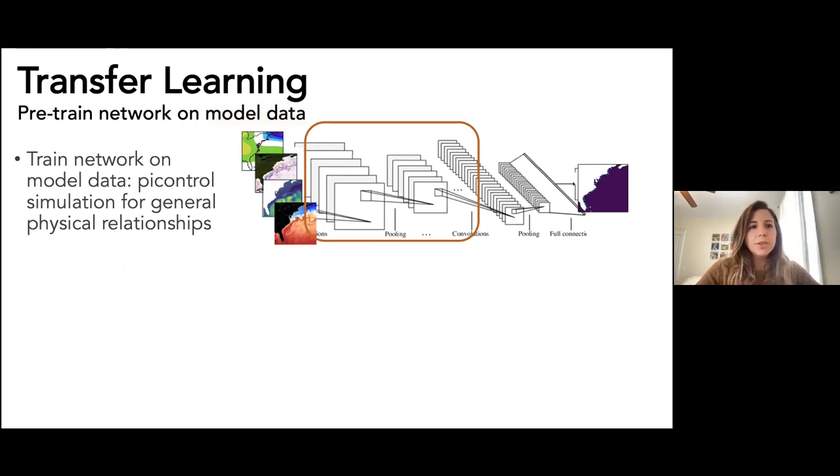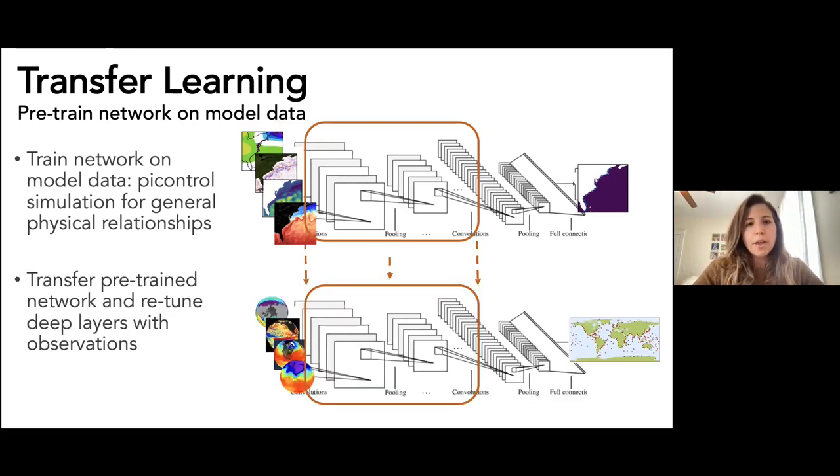We use this method in order to train the network on the model data and come up with a network that's able to relate between the interior and the coast. And we use, like I mentioned, a pi control simulation to generally describe these physical relationships. But then using transfer learning, we retune this network using the observational measurements that are quite fewer, but assuming that our network is already pre-trained on the general physical relationships, this can create a strong link between the interior and the coast.